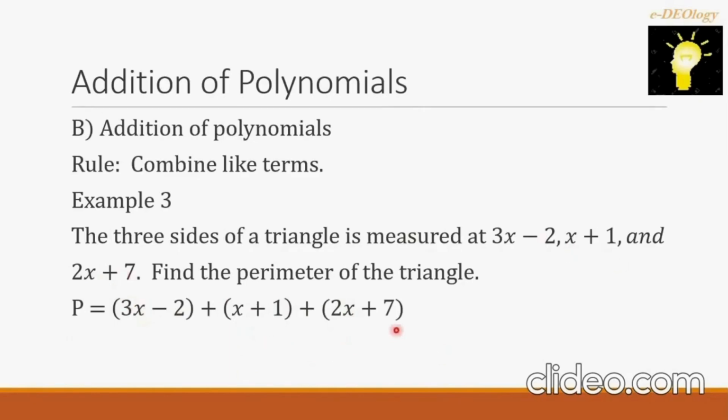And then we simply collect the like terms, the 3x, the x, and the 2x. We combine them together, we'll get the 6x, and the constants negative 2, the positive 1, the positive 7. We will get a positive 6. So 6x plus 6. This is our final answer. This is the perimeter of the triangle.